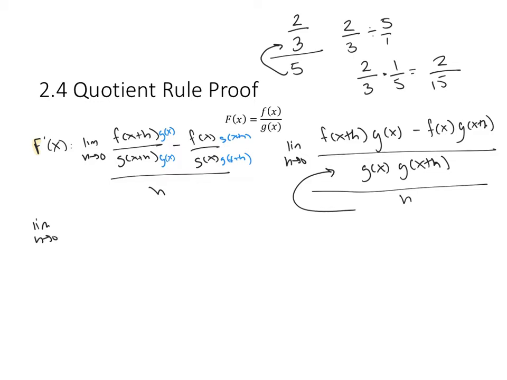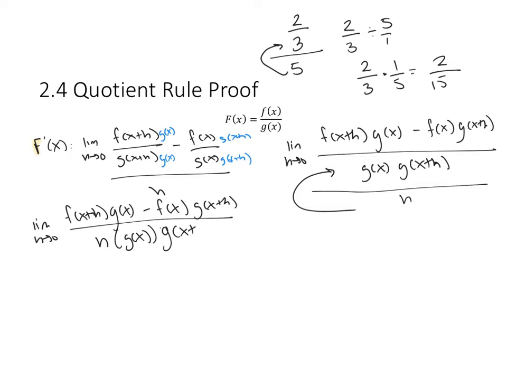The limit as h goes to 0 of f of x plus h times g of x minus f of x times g of x plus h, all over h times g of x times g of x plus h. Now I'm going to do a very similar thing to what I did in the product rule. I'm going to add and subtract the same thing so that I can use it to cancel. So in this case, I'm going to add and subtract f of x times g of x.